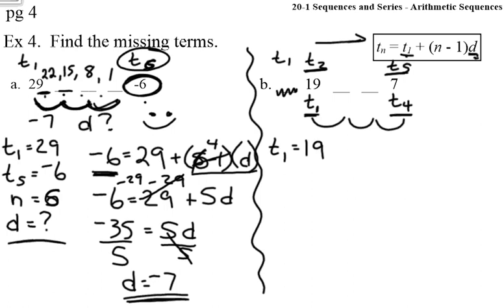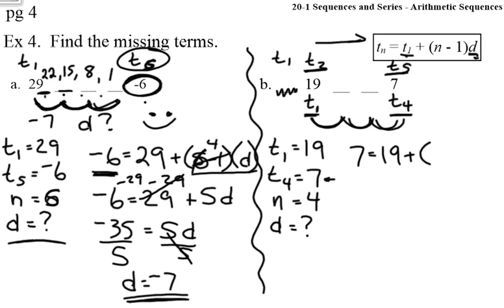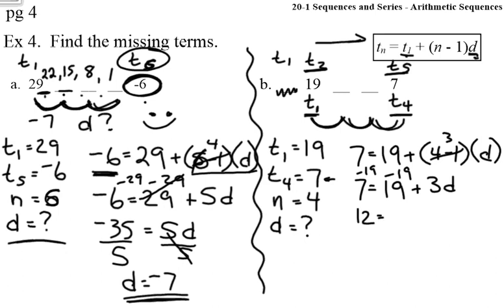So term 1 is 19. We know that term 4 is 7. We know the number of terms is 4. And we're trying to calculate what is d, the common difference. So we can cheat a bit because we know that this is going to be a common difference no matter where we start. So t of n, or in this case term 4, is 7, which equals term 1 plus n minus 1, 4 minus 1, times our common difference, which we don't know. 7 equals 19 plus 4 minus 1 is 3, 3 times d is 3d. And now we solve for d. Negative 12 is equal to 3d. Divide both sides by 3, and d is negative 4.